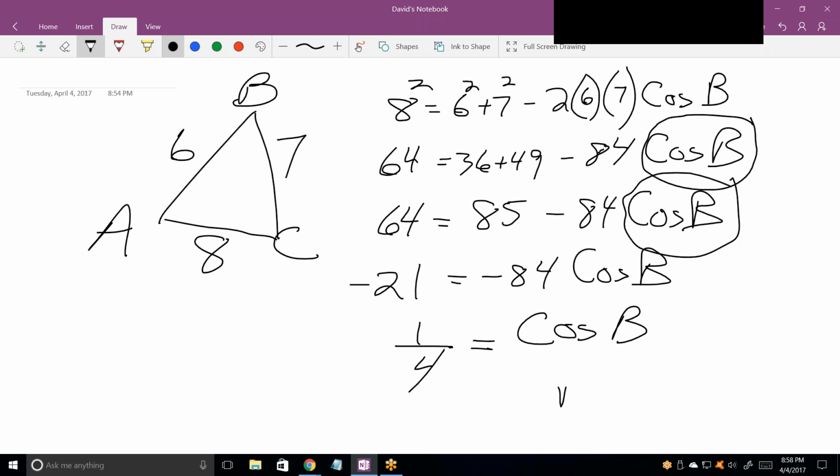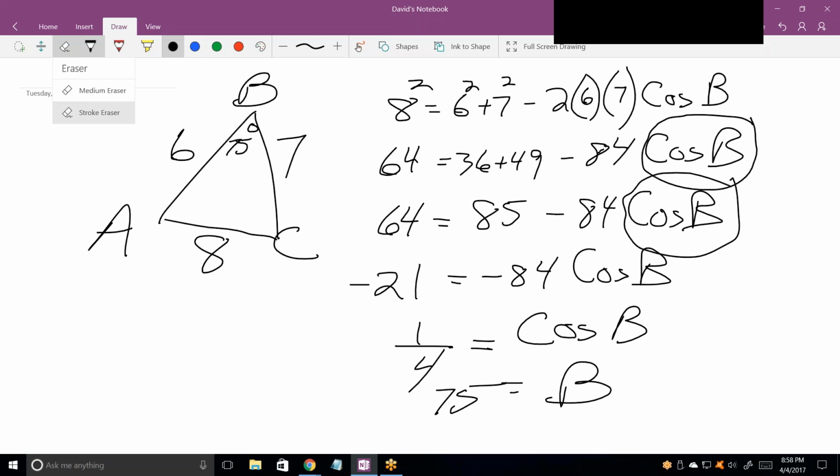Now, what's B equal to? So, inverse tangent of cosine. Not tangent, inverse cosine. Inverse cosine of 1/4. Okay. 75.5. 75 degrees. That's what B is.